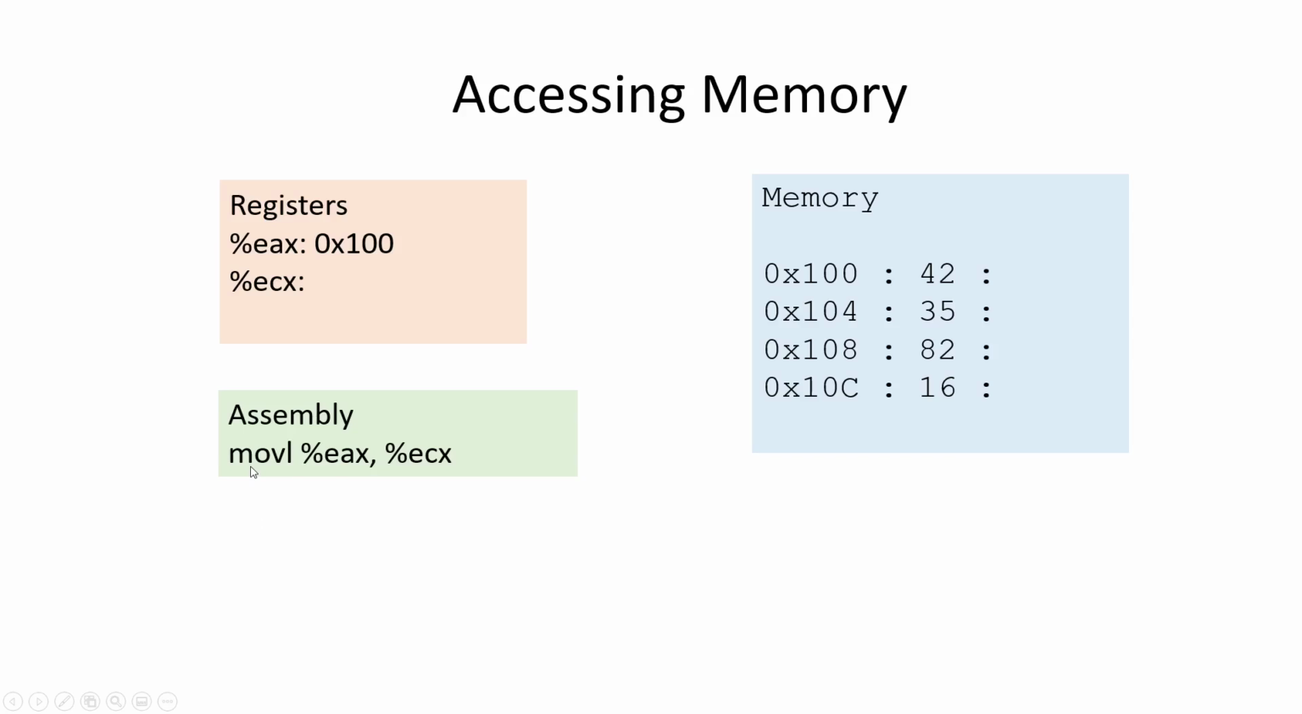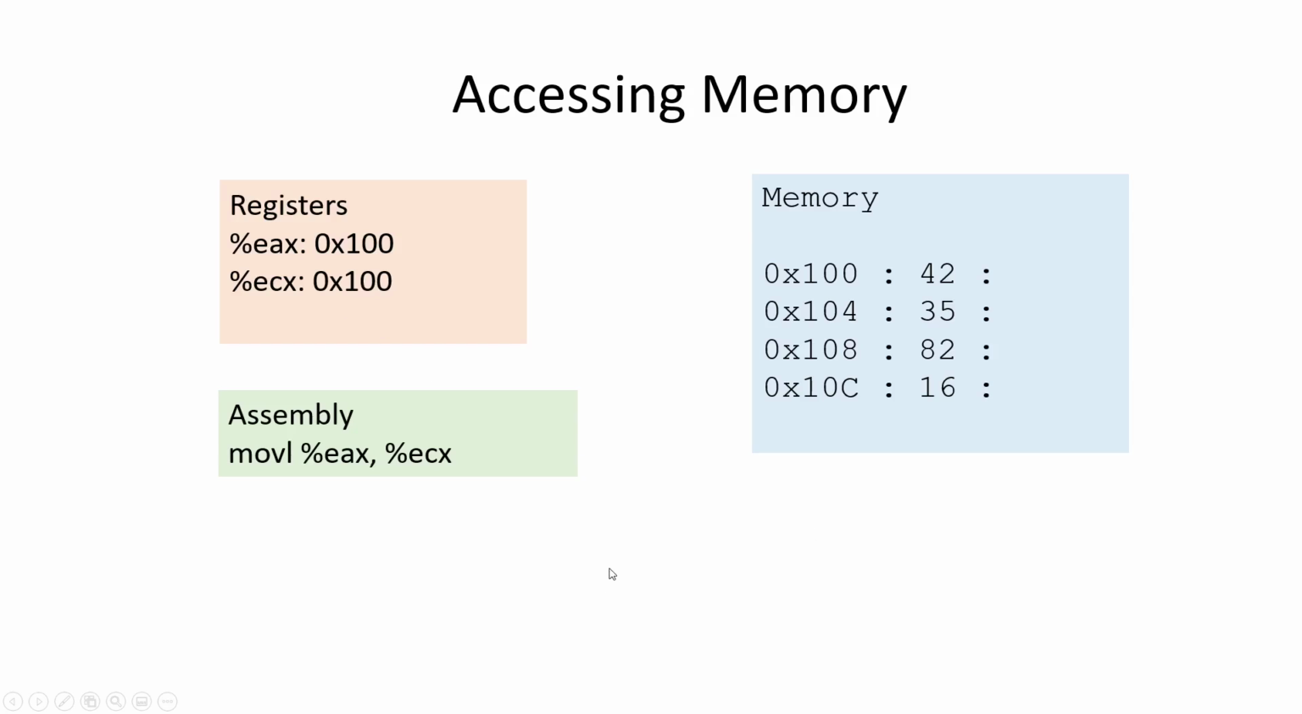Okay, if I take a look at this instruction, I'm moving a long piece of data, a double word, from register EAX to ECX. EAX is going to take the contents of the register, which is 0x100, and store that in the other register. So if we do that, that's going to be the result. 100 is now stored in ECX.